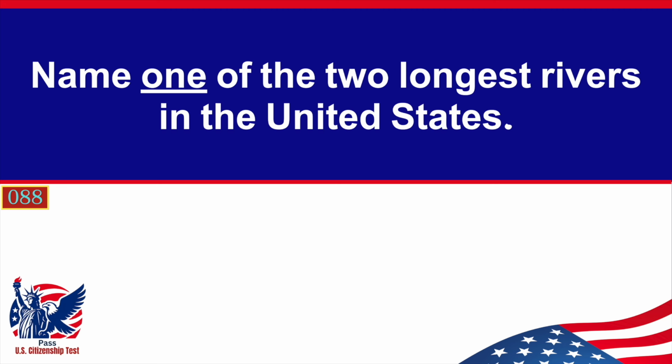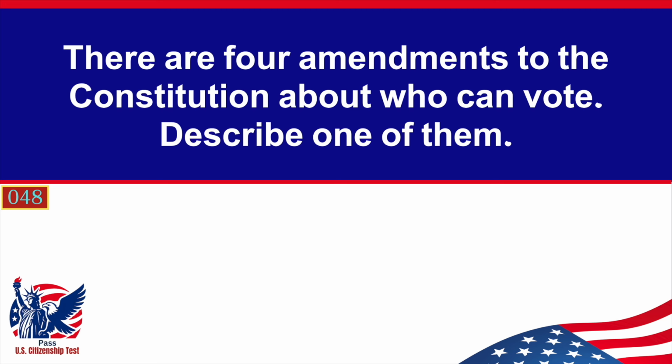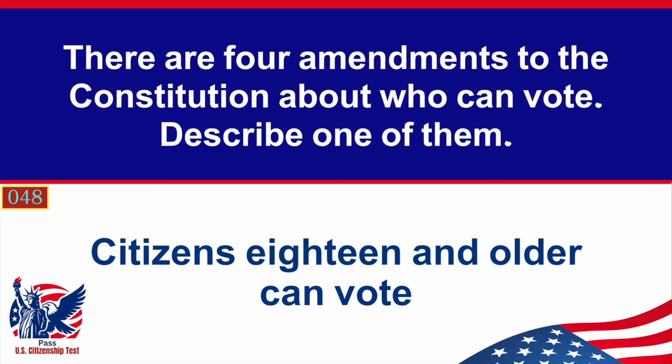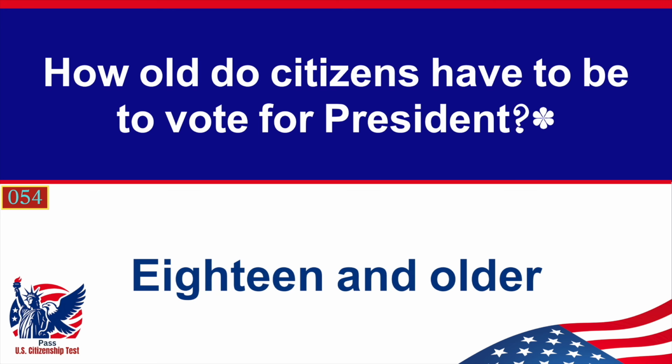Name one of the two longest rivers in the United States. Missouri River. There are 4 amendments to the Constitution about who can vote. Describe one of them. Citizens 18 and older can vote. How old do citizens have to be to vote for president? 18 and older.